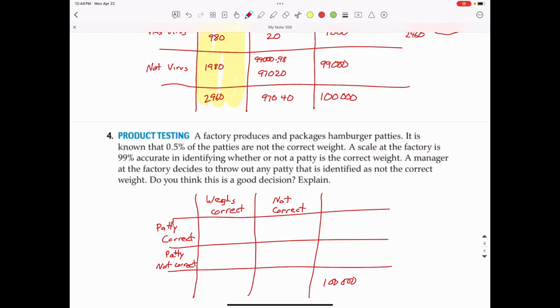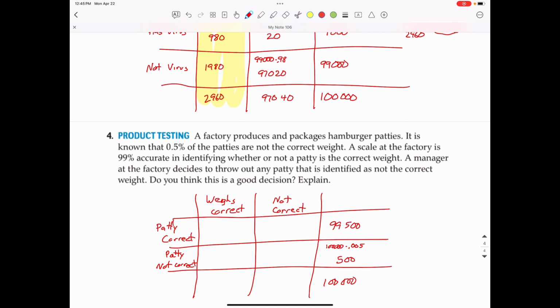So our situation is that this scale is 99% accurate, and we know that 0.5% of the patties are not the correct weight. So if 0.5% of the patties are not the correct weight, then we would take the 100,000 patties in our sample times 0.5%. So that's 0.005. That only gives us 500. So there are 500 patties that are not actually the correct weight. That means there are 99,500 that will be the correct weight. That's 100,000 minus 500.